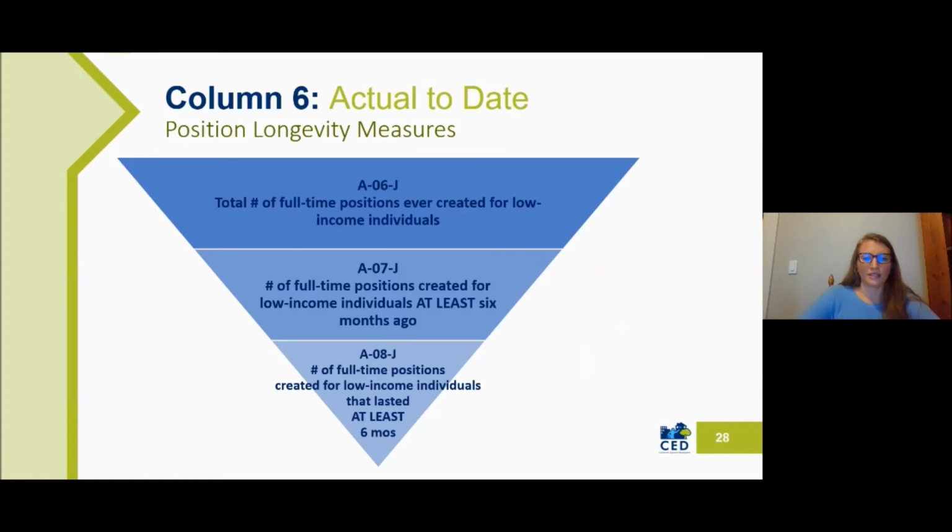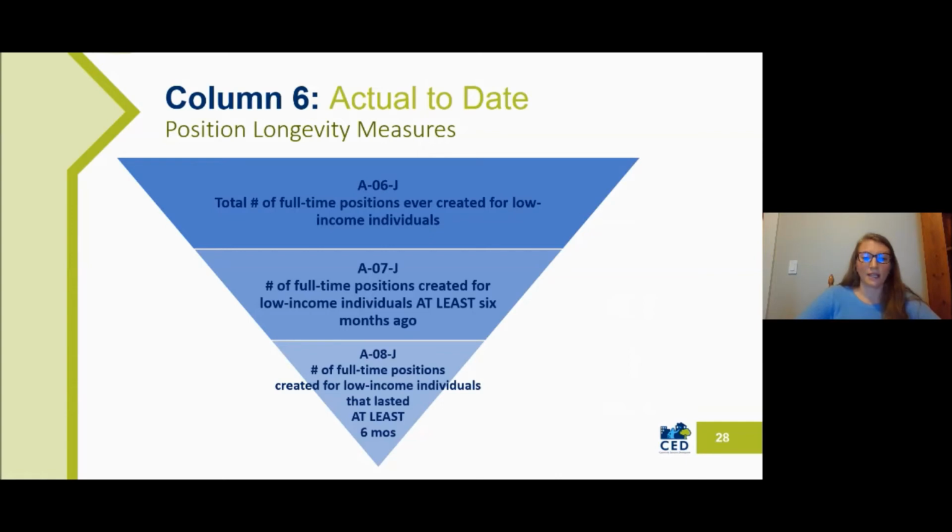Positions work the same way, but it's a 6-month period instead of 12, and we use the same kind of inverted triangle visual to help represent that. And again, for positions, it's referring to full-time, low income only. AO6J is all of the full-time positions ever created. It's going to be the largest number that you report on. It's the top part of the triangle.